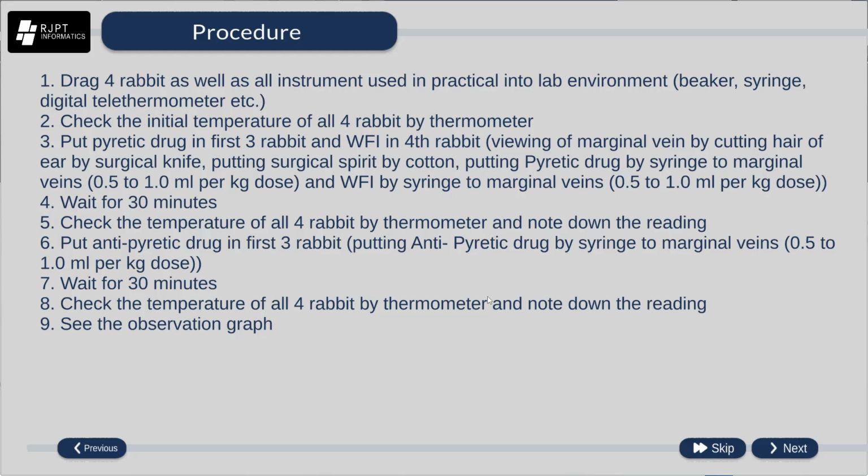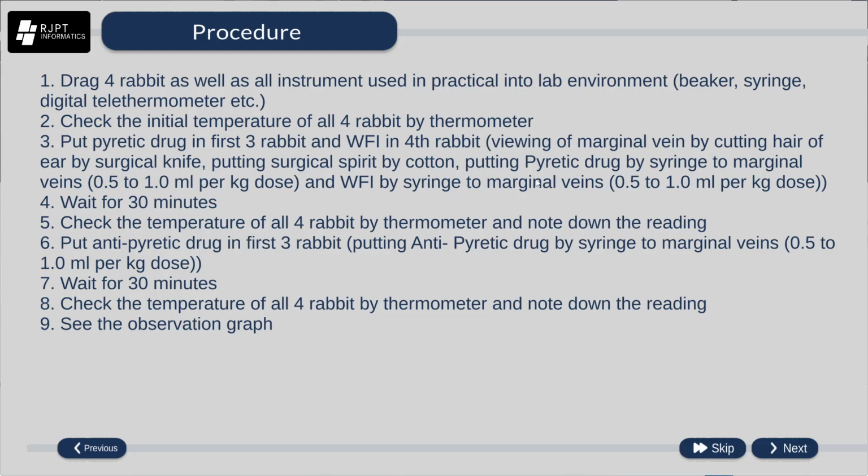Now let us see the procedure part of this experiment. We will use four rabbits. The instruments used in the practical in the lab environment are a beaker, syringe, and digital telethermometer. After that, we will check the initial temperature of all four rabbits by thermometer. Then we will put the pyretic drug in the first three rabbits and water for injection in the fourth rabbit. Viewing of the marginal vein by cutting the hair of the ear with a surgical knife.